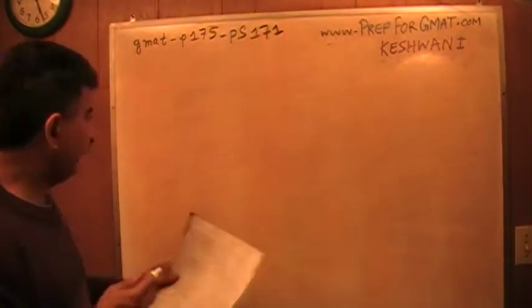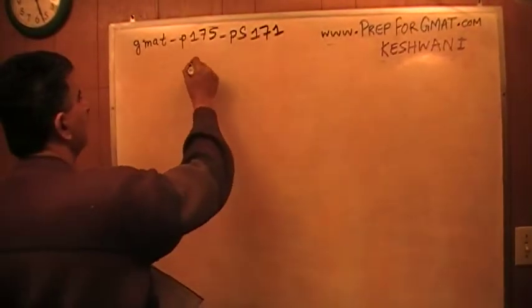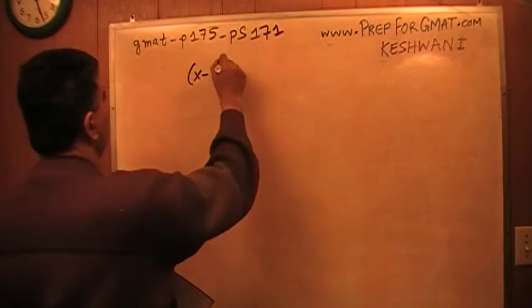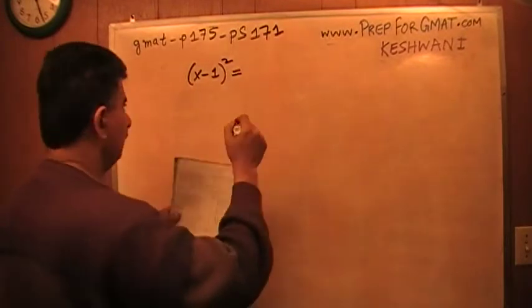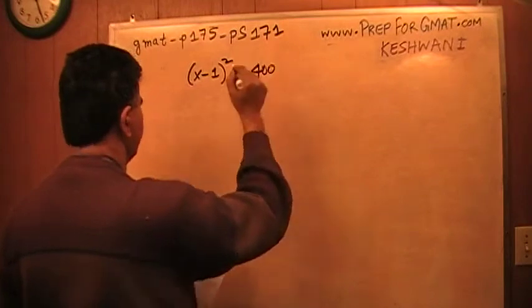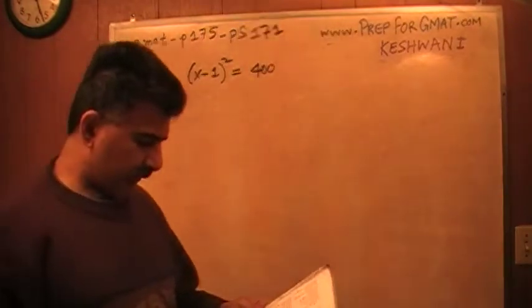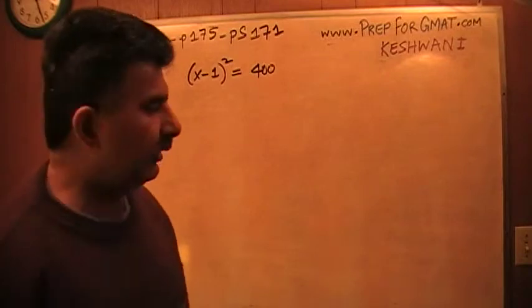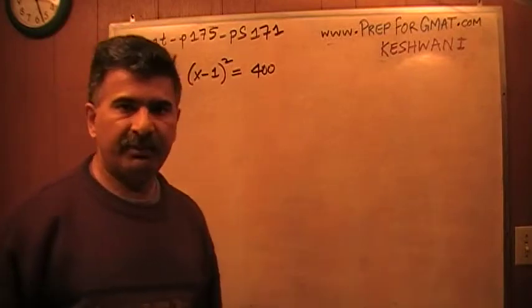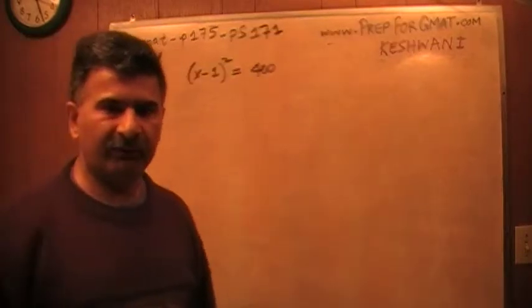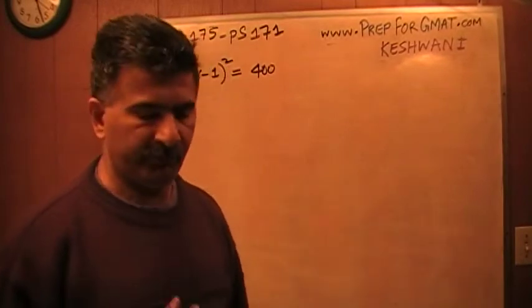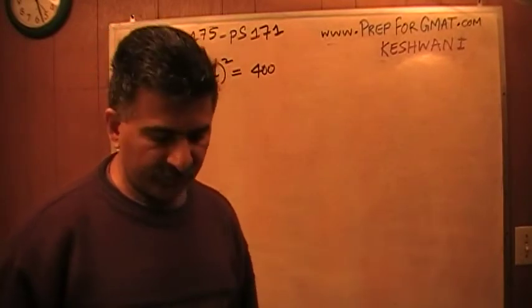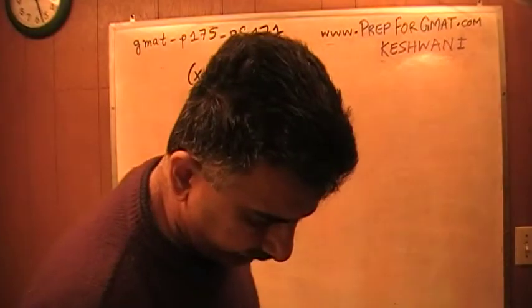It says (x minus 1) squared equals 400. And the question simply is, what's the value of x minus 5? Before we can figure out what's the value of x minus 5, we have to figure out the value of x. So essentially they're asking you what x is. And once we find x, we'll subtract 5 from it and we'll get the answer.